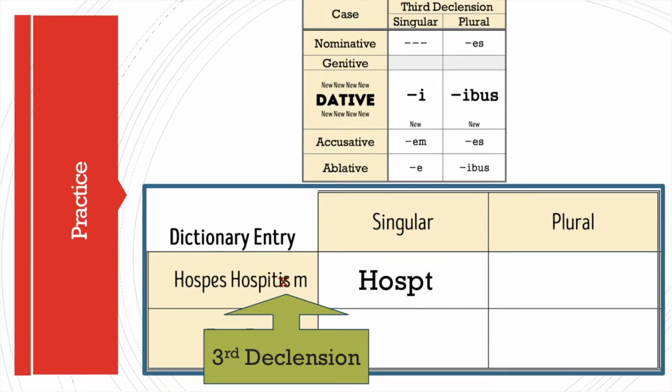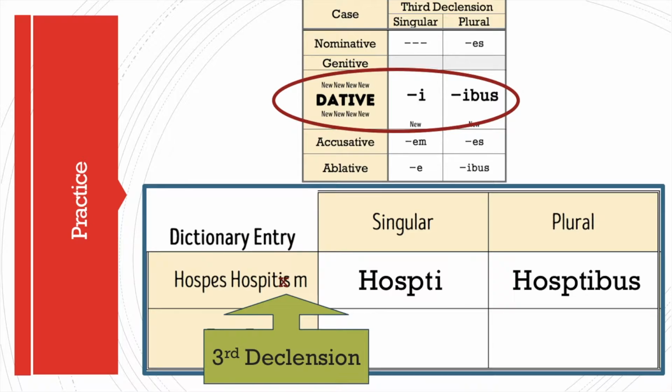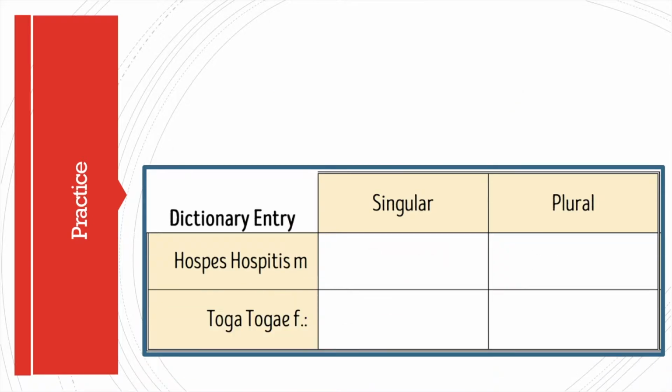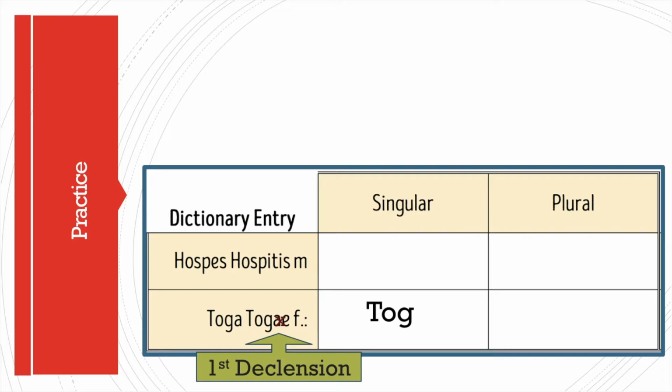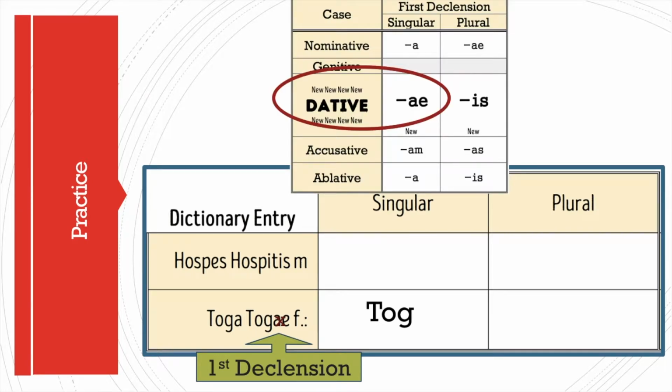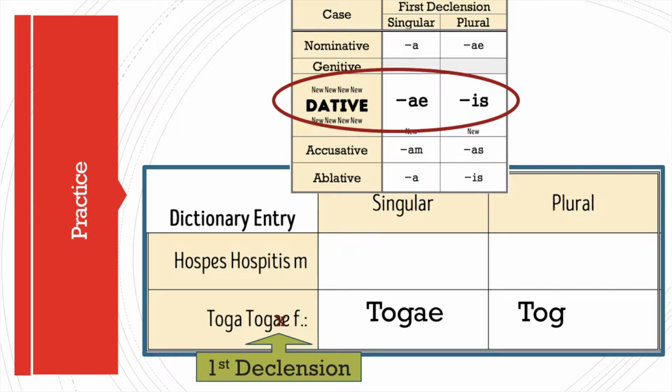And then I'm going to look at my third declension dative endings, and I see that in the singular it's an I, so I go add that I, and in the plural it's an ibus, so I go add that ibus. All done, hospiti and hospitibus. All right, next we've got toga, togae, which is first declension because of that AE. Drop the AE, get my stem of tog. Look at my chart, first declension ending is an AE in the singular, so I add that, and it's an IS in the plural, so I add that.